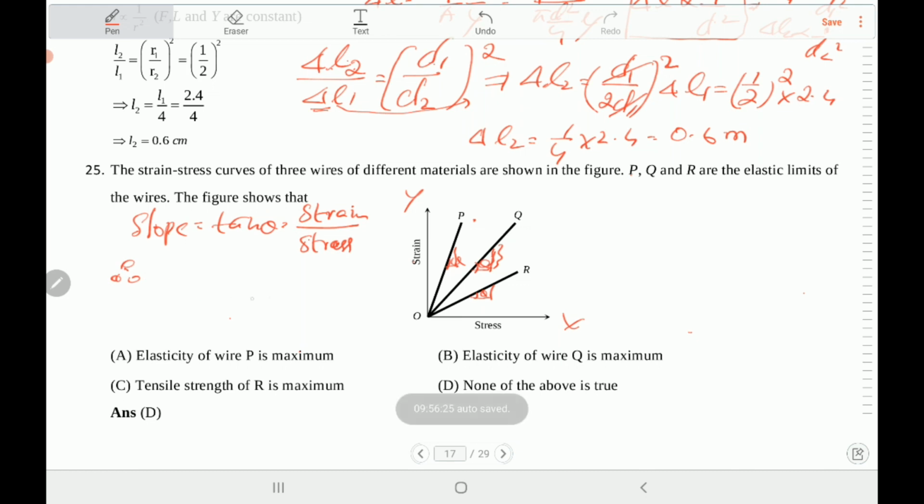Therefore, if we need Young's modulus, what should we do? We have to take 1/slope. Why? Because it is a strain versus stress curve. When we take 1/slope, 1/tan theta represents some change in stress divided by the corresponding change in strain. That's very important. So in this graph, strain versus stress, 1/slope is Young's modulus. This itself could be a problem; they can ask just this as a problem.